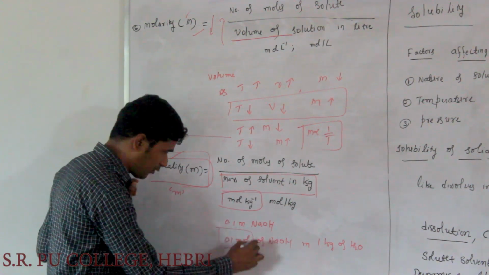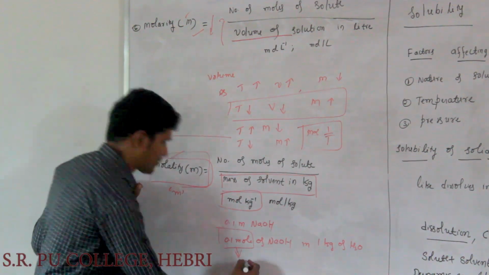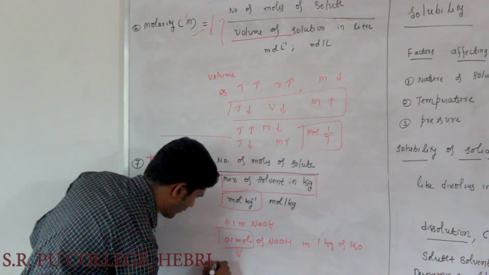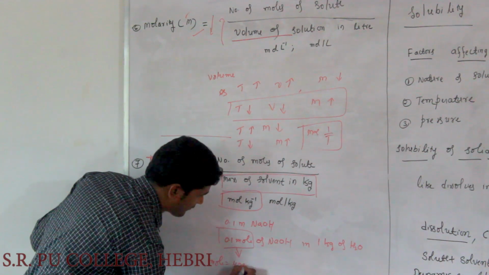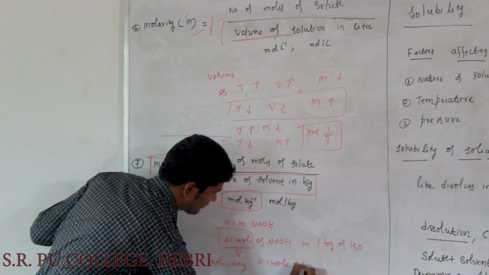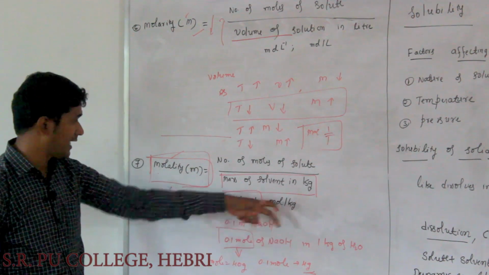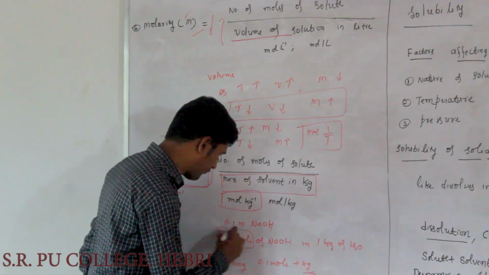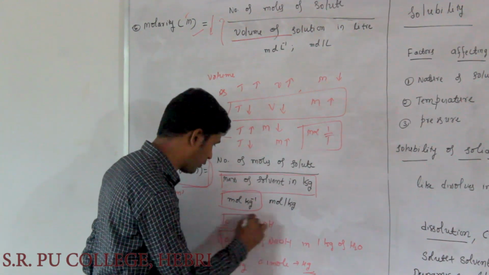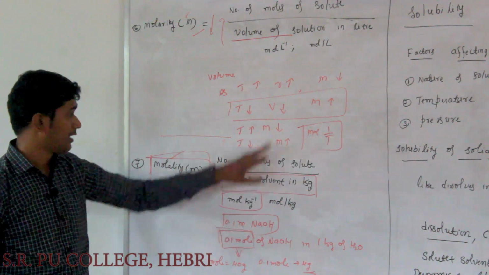So 0.1 mole means how many grams of NaOH we have to dissolve? 1 mole means 40 gram, you know that. So 0.1 mole means 4 gram. If you dissolve 4 gram of NaOH in 1 kg of water, you will get 0.1 molal, small letter m, sodium hydroxide solution.